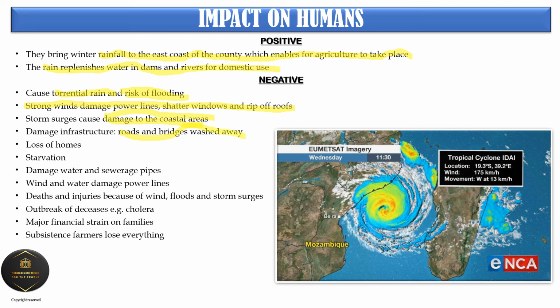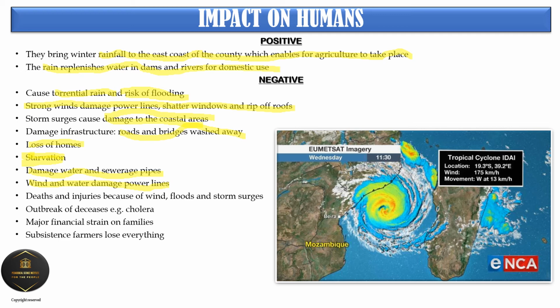Roads and bridges will be washed away. People will lose their homes. In the long term, agriculture will be affected as plants will be uprooted and may cause starvation. Because remember, food access will be affected, and food insecurity will be affected as well. Now, it damages water systems and sewage pipes, so the water quantity and quality is affected negatively. The wind will damage water power lines.